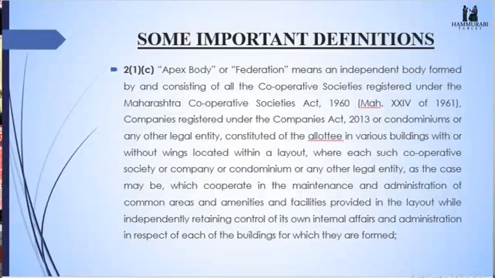We will see certain important definitions which are there in the rules. 2(1)(c) mentions apex body or a federation. Now this is more important because the conveyance, fundamentally, if it is a layout plan and if it is done in a phase-wise manner, then in that case as per RERA, the conveyance would go to that building only, of the land beneath that building, and all common areas compulsorily would go either to the apex body or to the federation.